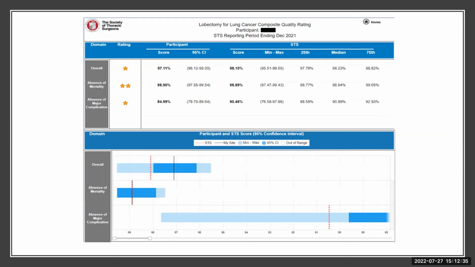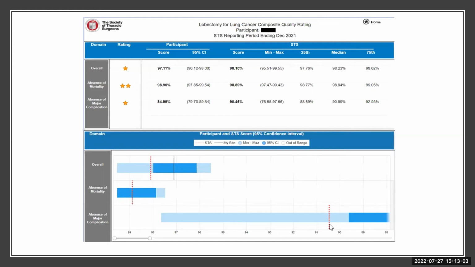So they get 1 star, and you can see that on the chart below, where this time you have the STS red line being to the left. So we know that that's better. And it's completely outside of the participant's credible interval. And you can see the same thing for absence of major complication at the bottom, although you can't even see the participant score, but that's just because of where the slider's at.